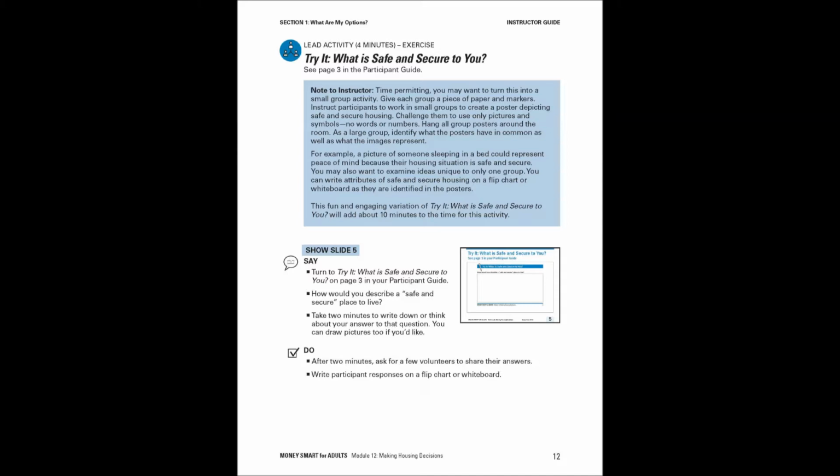Now, time permitting, you may want to turn this into a small group activity. Give each group a piece of paper and markers and instruct participants to work in small groups to create a poster depicting safe and secure housing. Now, challenge them to only use pictures and symbols, no words or numbers. Okay, make this a little bit fun.